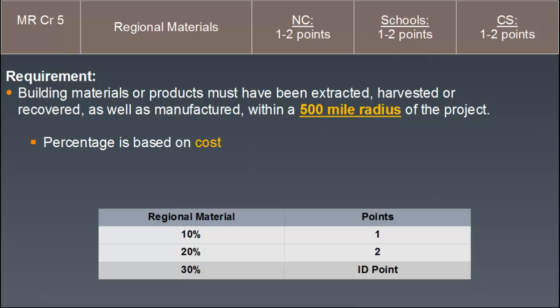Similar to the past two credits, the percentage is based on material costs. 10% of the total material budget gets you 1 point, 20% gets you 2 points, similar to MR Credit 4, and 30% gets you an exemplary performance innovation in design point.